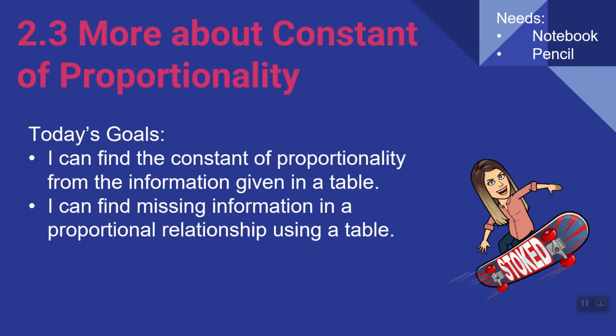Section 2.3 is titled More About Constant of Proportionality. Please make sure that you title your notes and check Canvas to make sure you are on the correct notebook page. Our goals today are to find the constant of proportionality from the information given in a table, and also find any missing information in a proportional relationship using a table.